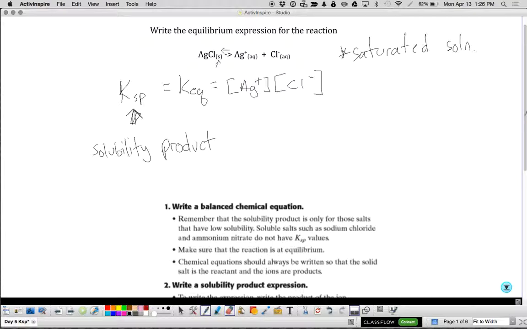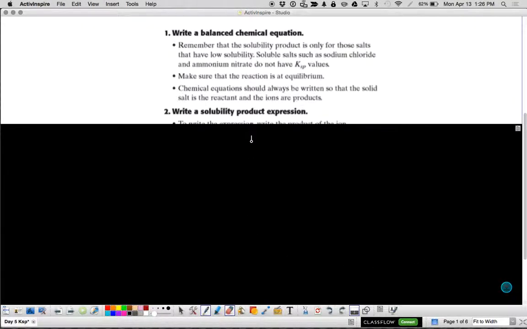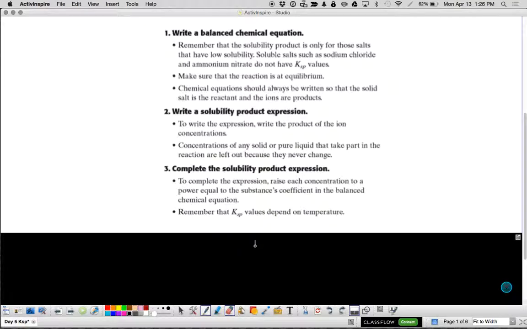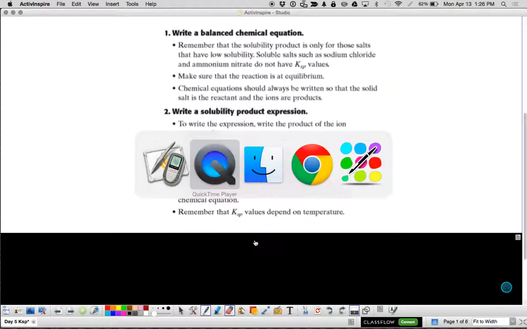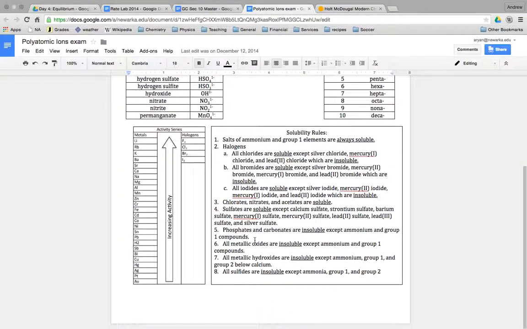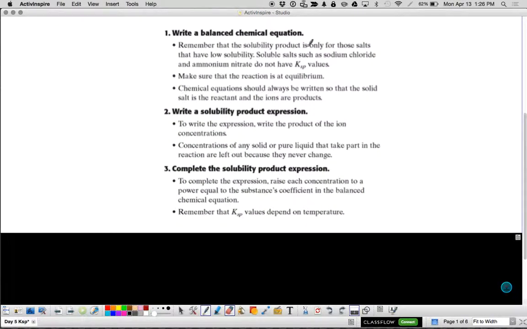So, how do we find solubility products? Well, remember that the solubility product is only for those salts that have low solubility. So if we come to our solubility rules, we're looking for things that are insoluble, like metallic oxides, because these soluble things form too many ions. They don't readily make equilibrium systems. They kind of go to products. So we're talking about, in general, things on the solubility rules that are listed as insoluble or only slightly soluble, all right?